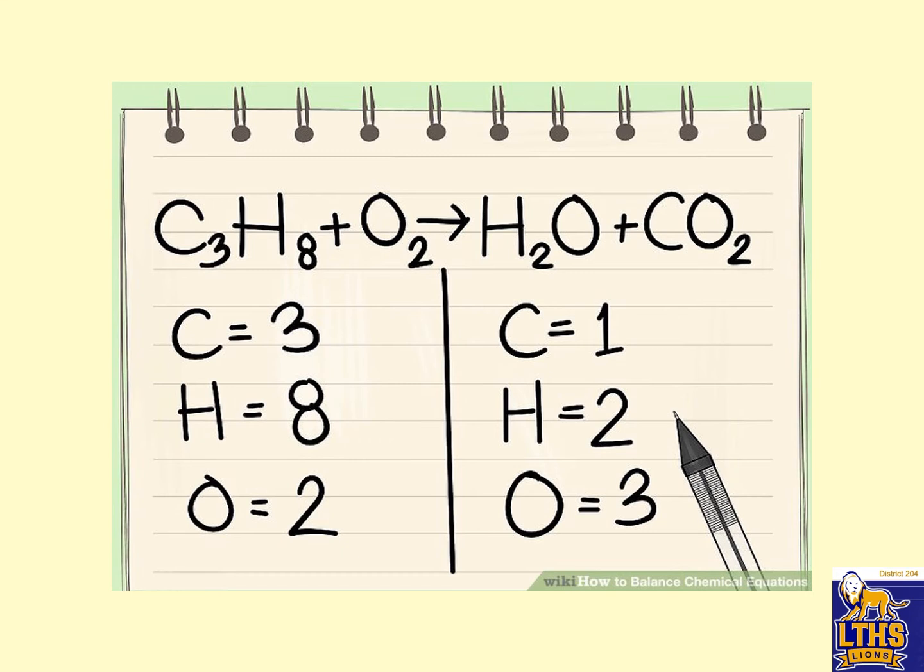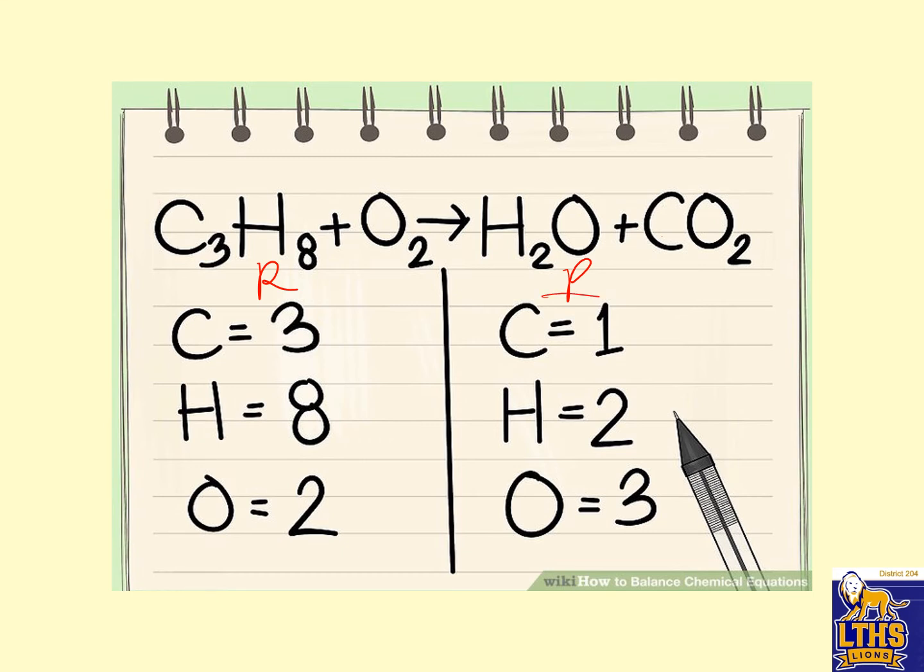Okay, so I start off by counting. This is my reactant side, and this is my product side. I have 3 C's on this side, 8 H's, and 2 O's. 1 C, 2 H's, and 1, 2, 3 O's on the product side.